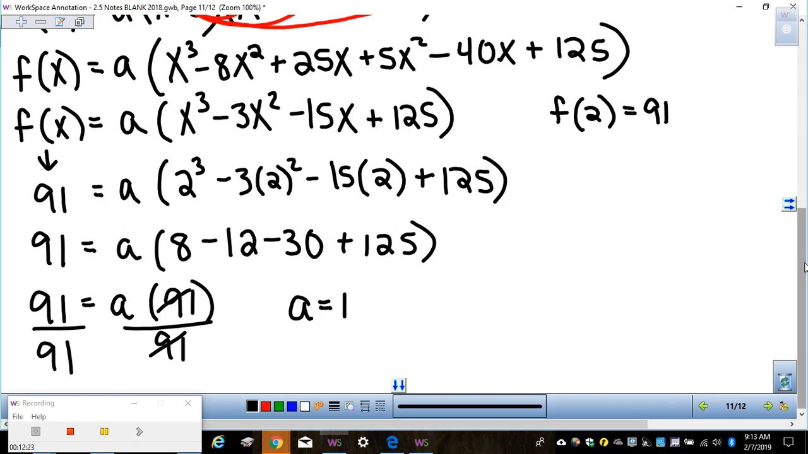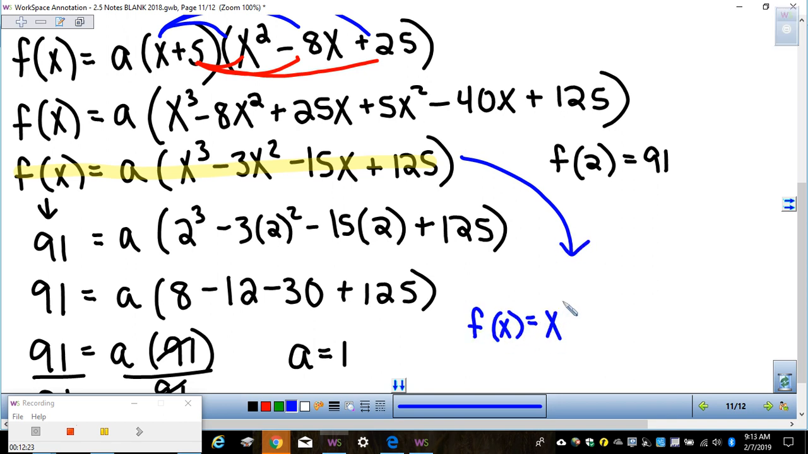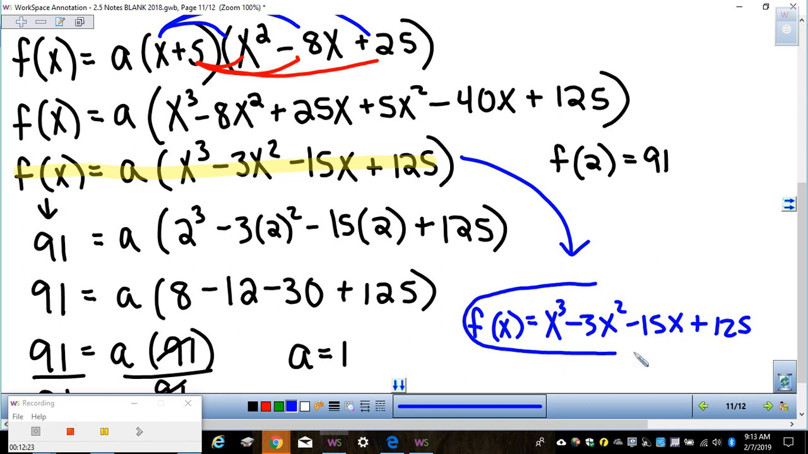And because it's 1, we actually don't need to change anything about the polynomial that we have right here in this step. We don't have to distribute the 1 in because it's not going to change it. So let's just rewrite our final answer down here, that f of x is equal to x cubed minus 3x squared minus 15x plus 125.